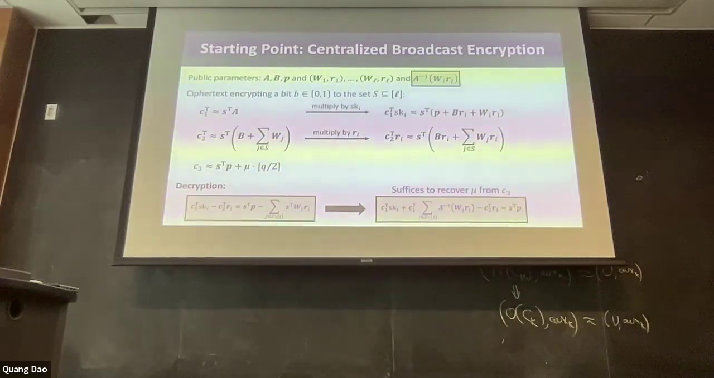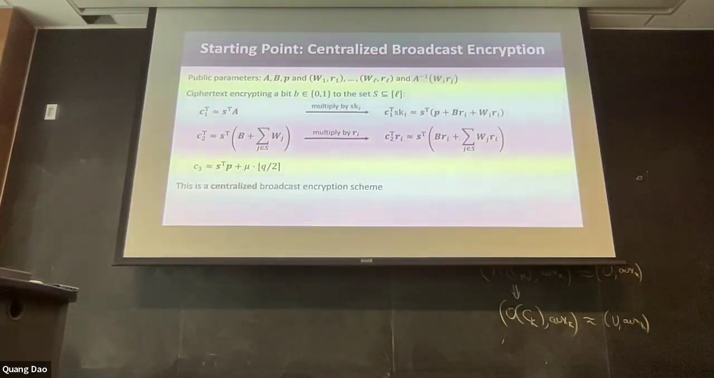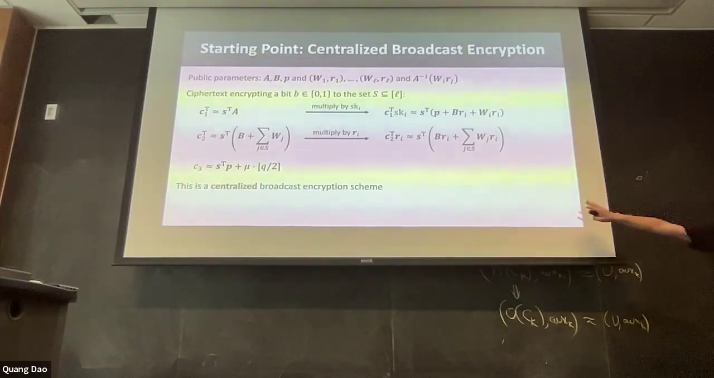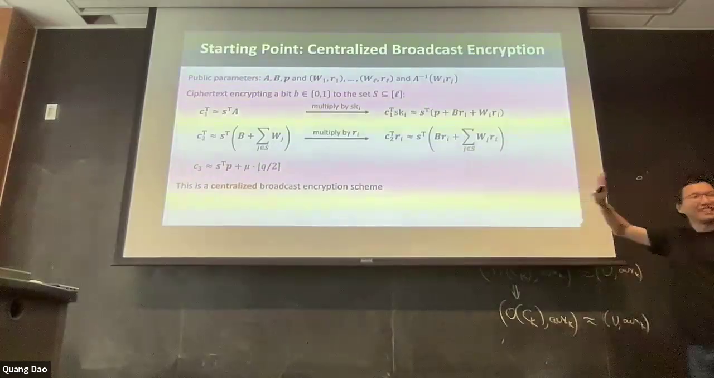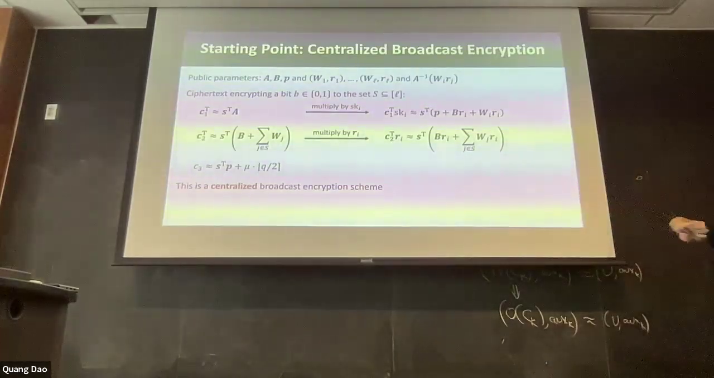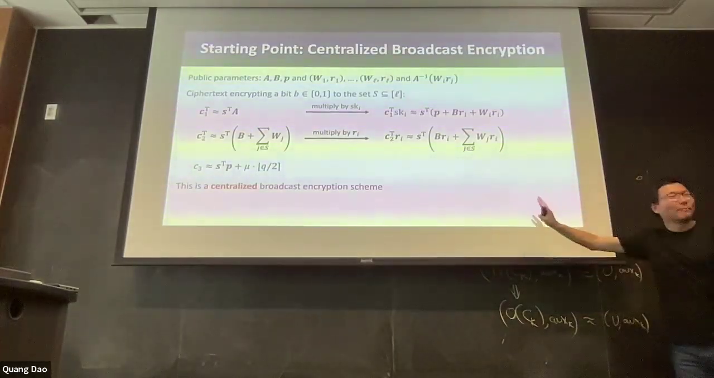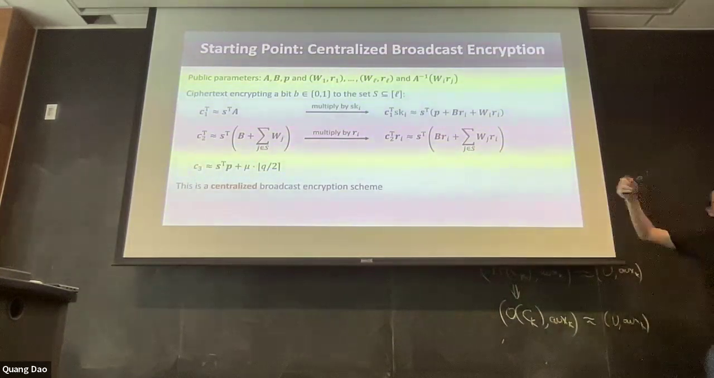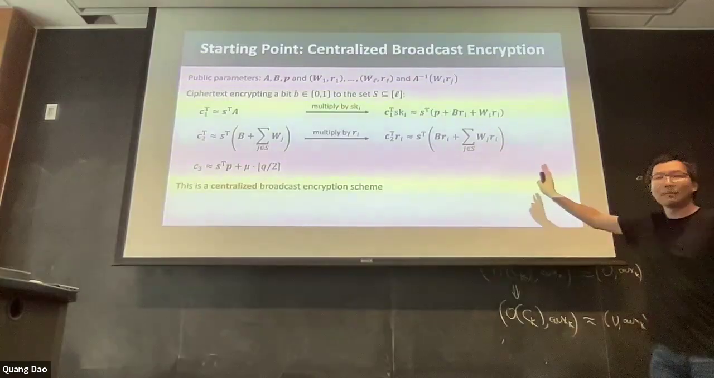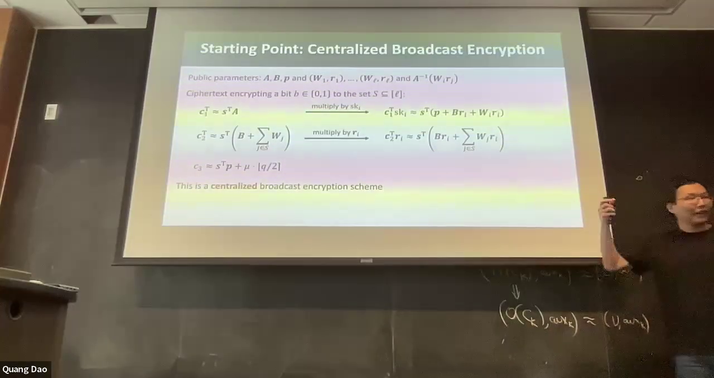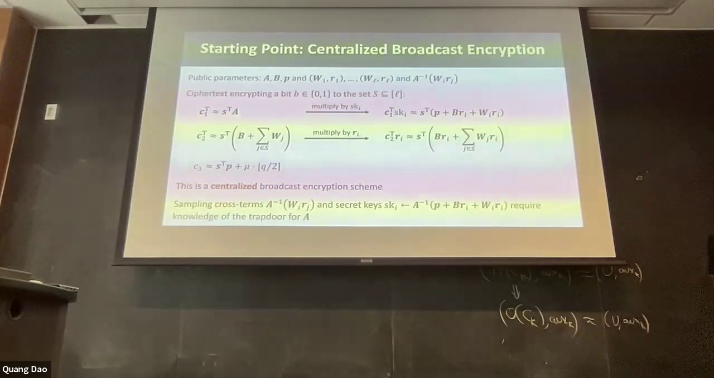Okay? So this gives us a centralized broadcast encryption. I'm not going to prove security. I actually don't know how to prove security of this particular construction, except from evasive LWE. So using evasive LWE, I can prove security. I don't know how to reduce to plain LWE as written. I have to do a little bit more work to get the reduction to plain LWE. But from a functionality perspective, this already gives you a broadcast encryption.